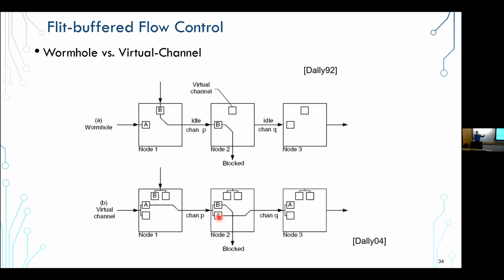Instead of one deep buffer, we make several shallower buffers, and then A can actually traverse the switch in this direction and move to channel Q. Now both channels P and Q are utilized, while the downstream for B is blocked, but that's fine. That's just a property of what happened in the network. We're effectively now using channel P, whereas in the previous case both P and Q were blocked, right? And here we're using them. So the network utilization increases.